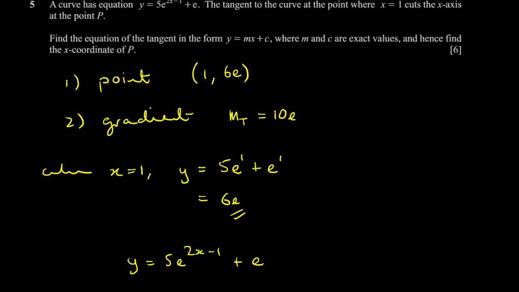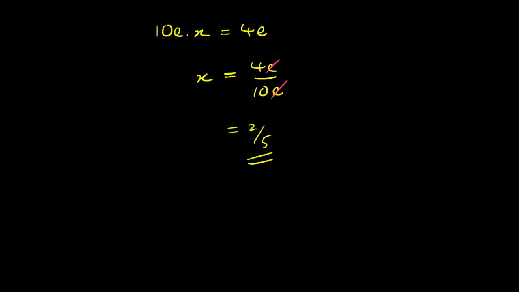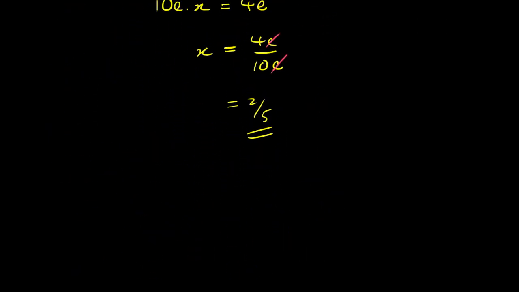Let me just scroll up, make sure I've done everything. Yeah, find the x-coordinate of P. I think it's 2/5. I'm going to check that against the mark scheme. Yeah, 0.4 or equivalent. Okay.